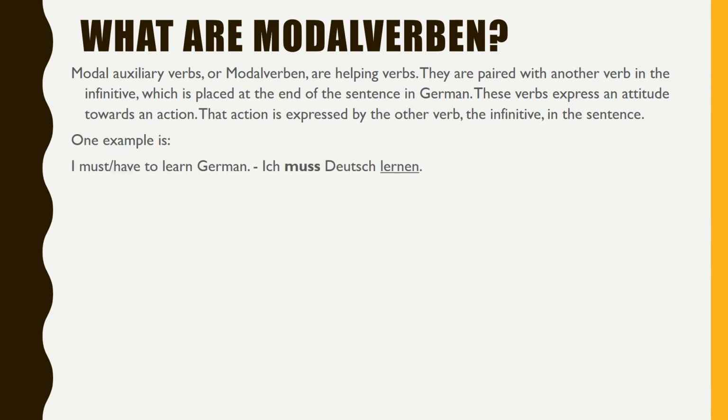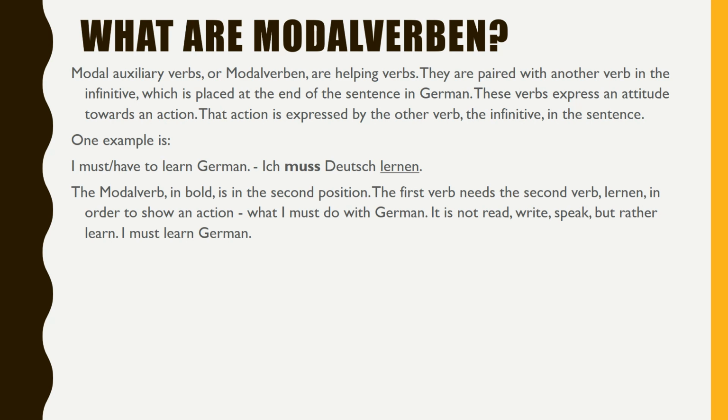One example is, I must, or I have to, learn German. Ich muss Deutsch lernen. The Modalverb in bold is in the second position. The first verb needs the second verb, lernen, in order to show an action, what I must do with German. It is not read, write, or speak German, but rather learn. I must learn German. In the simple past, these verbs function much the same way.